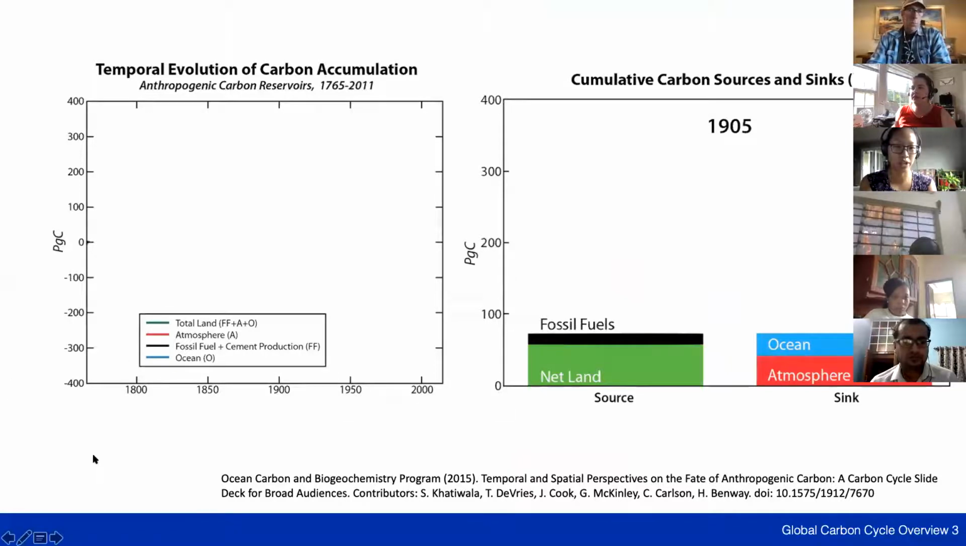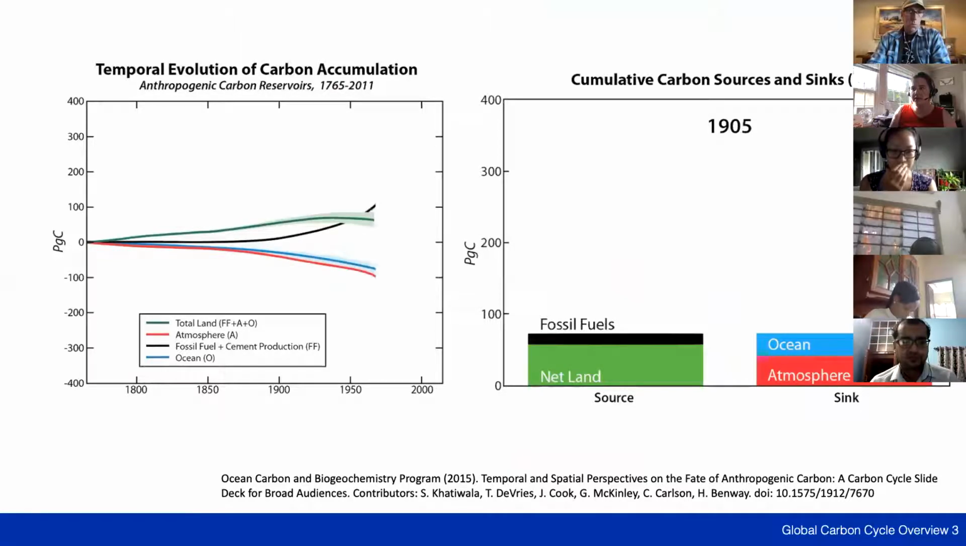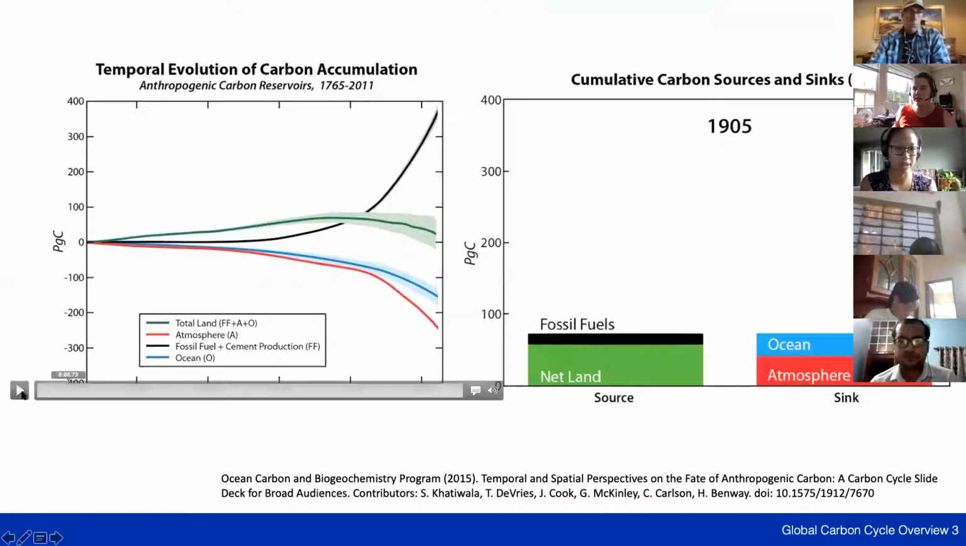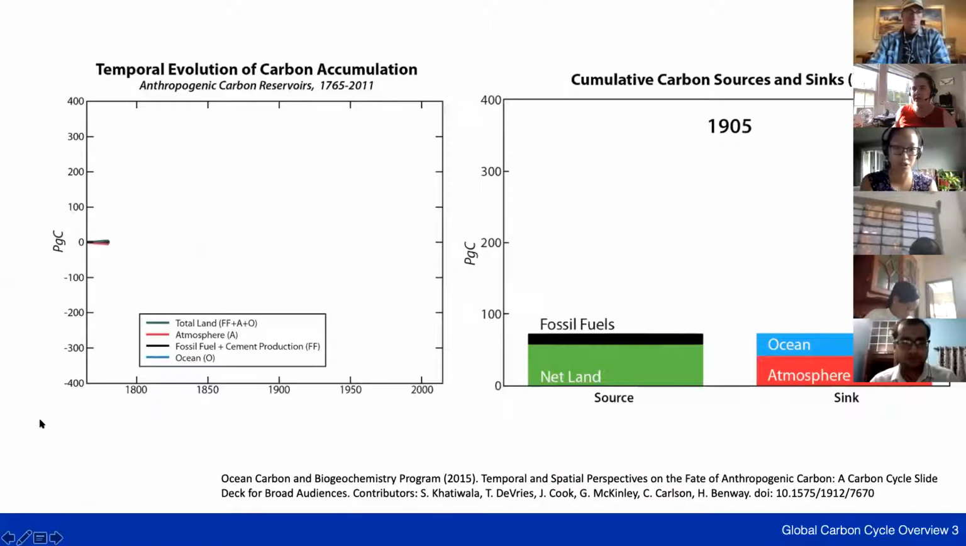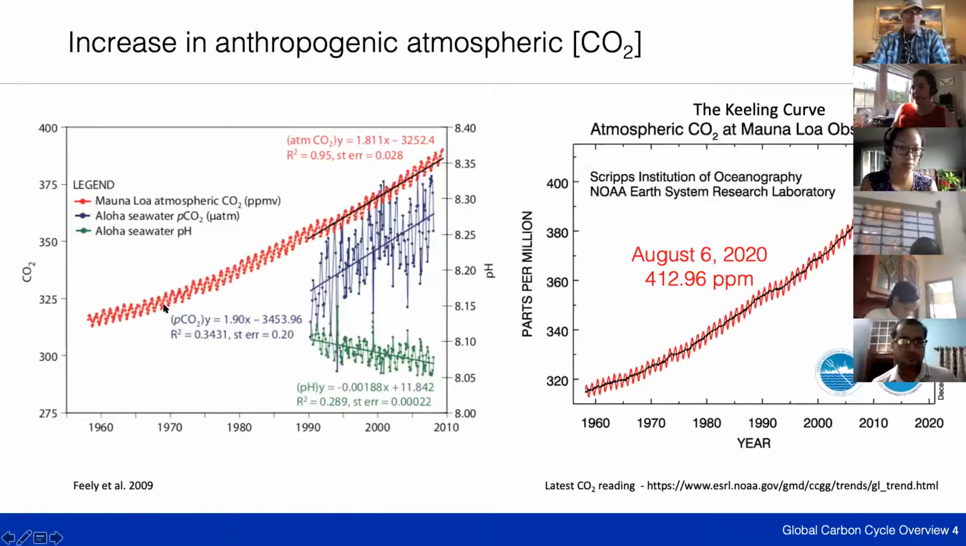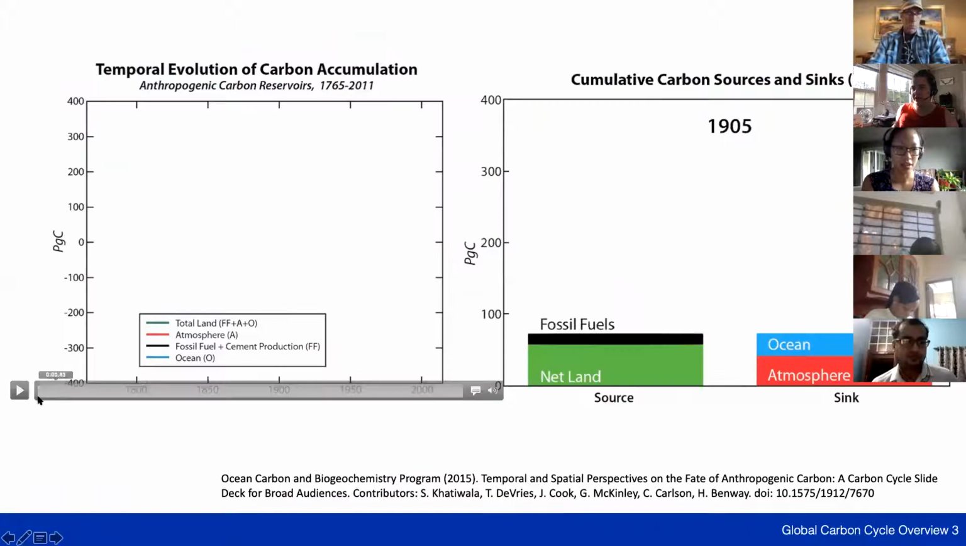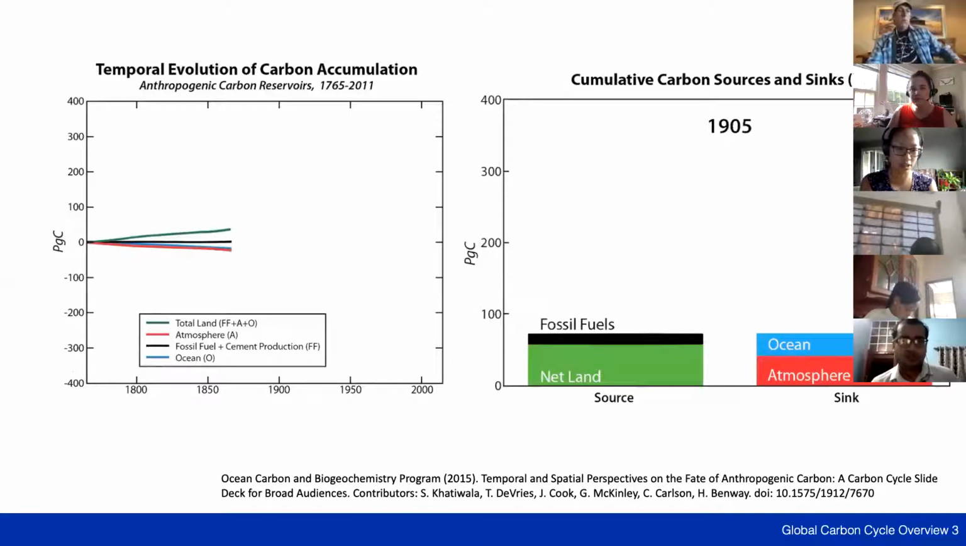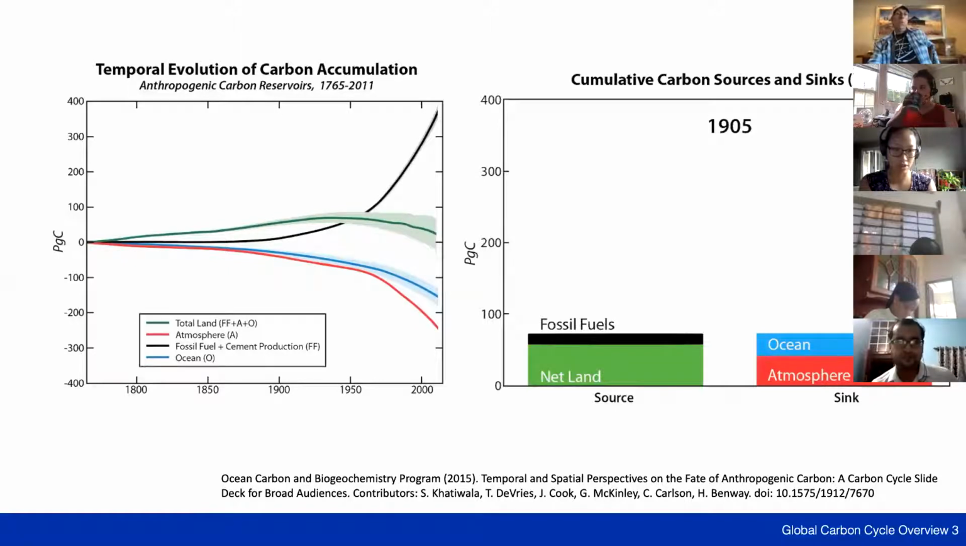That shows how the carbon has accumulated in these different reservoirs over time. That one just showed, in black, the fossil fuel and cement production, which is a big source of carbon. And then you have the atmosphere taking up some of that CO2 in red, and also land in green and ocean in blue. You can see how each of those reservoirs has taken up carbon.